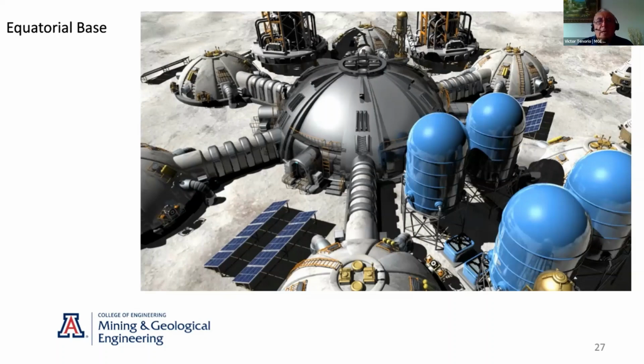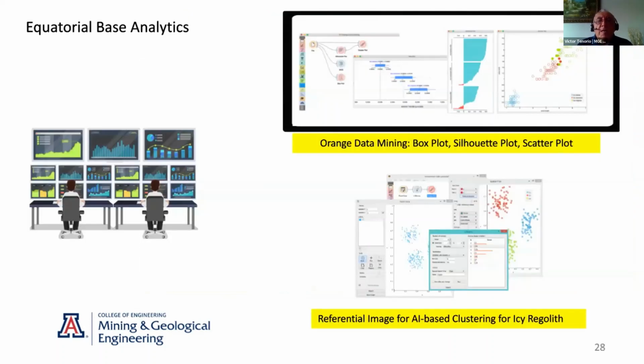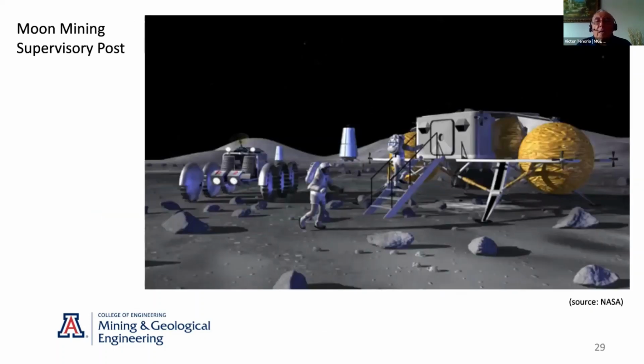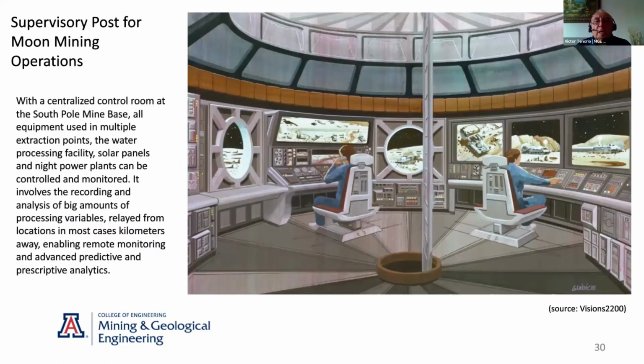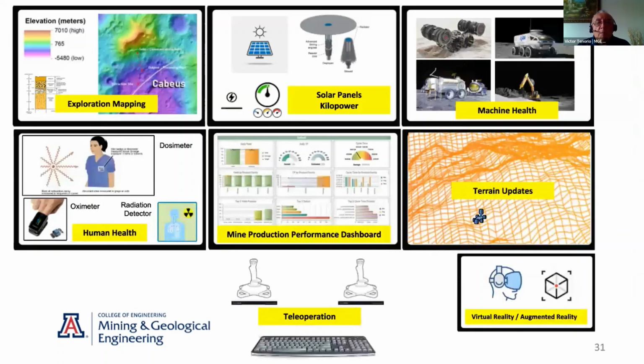It's not too much that I need to show, but basically I want to finish on the analytics that the equatorial base may have. So we may use it, among other things, to do analytics. I have some examples of different types of scatter plots and clustering that could be AI based for finding the icy regolith. Then an on-site supervisory mining post, and this is the view of what we can see supervising all the work. We can have screens that show us many things. I'm showing an example here. We can do teleoperation, energy, machine health, terrain, and human health for sure, and virtual and augmented reality.